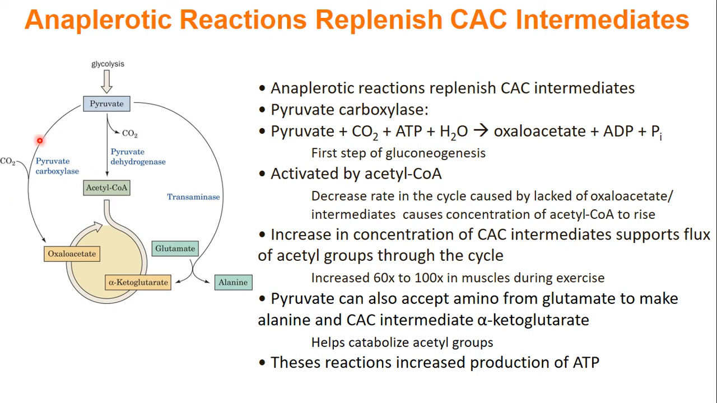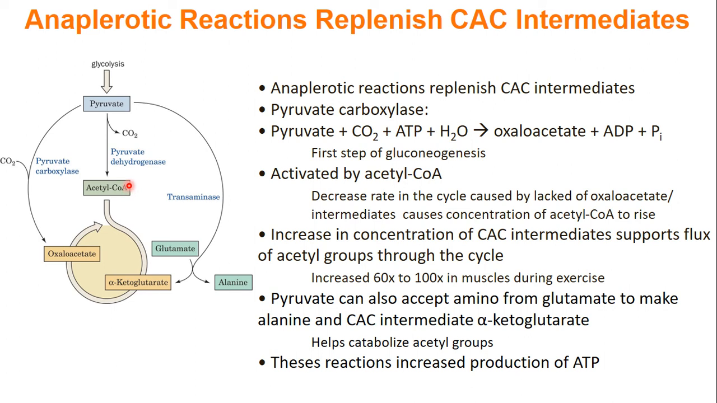This enzyme is actually activated by acetyl-CoA, which might seem a little weird because these reactions are making intermediates. So you might be thinking, if we have a lot of acetyl-CoA, shouldn't we have a lot of intermediates already? Well, what happens is if we have a lot of acetyl-CoA around, that means we're lacking in intermediates. We can't run the cycle efficiently. So we have a buildup of acetyl-CoA.